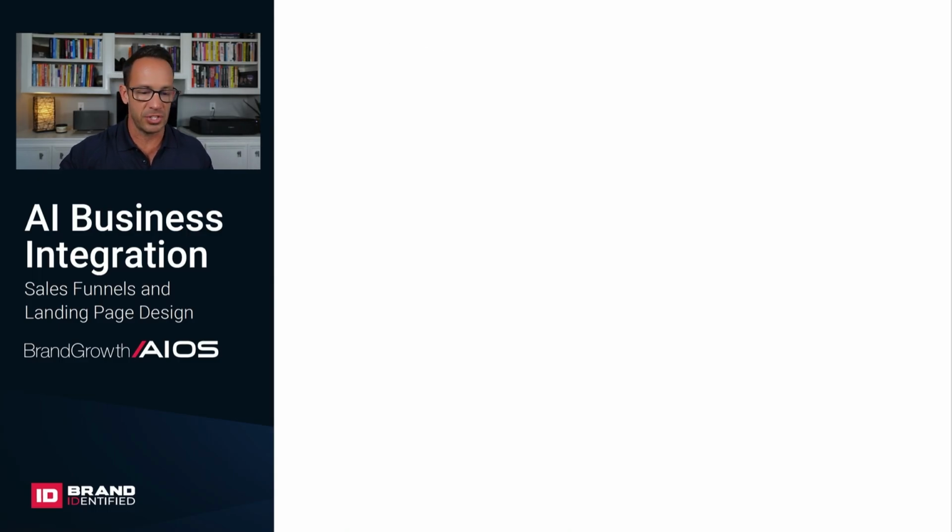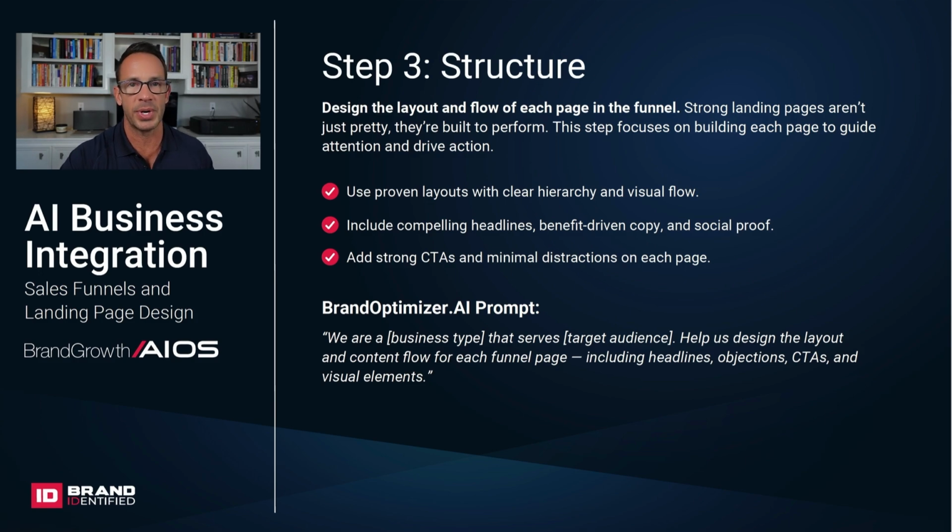So moving on here into the next stage, and this is step number 3, and this is structure. Design the layout and flow of each page in the funnel. Strong landing pages aren't just pretty, they're built to perform. This step focuses on building each page to guide attention and drive consumer action. So use proven layouts with clear hierarchy and visual flow, include compelling headlines, benefit-driven copy, and social proof, and add strong calls to actions and minimal distractions on each page.